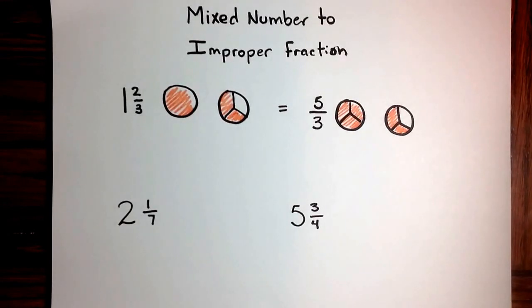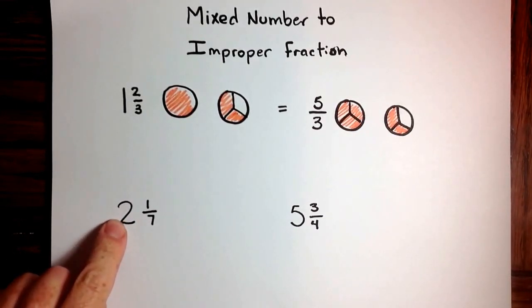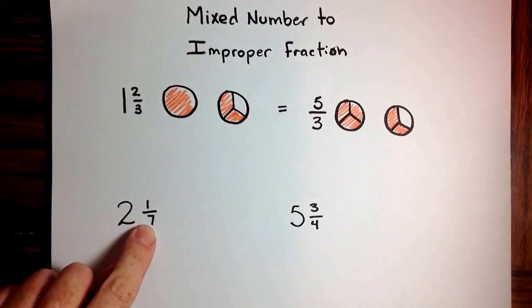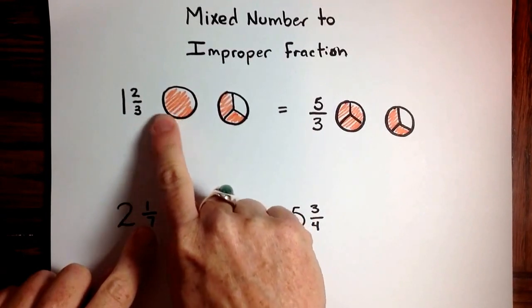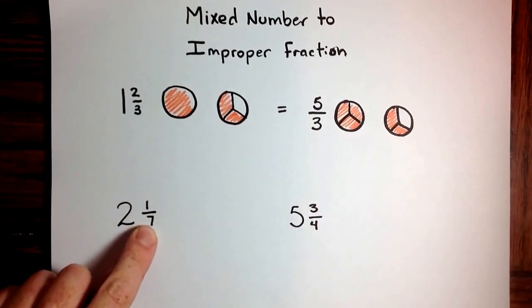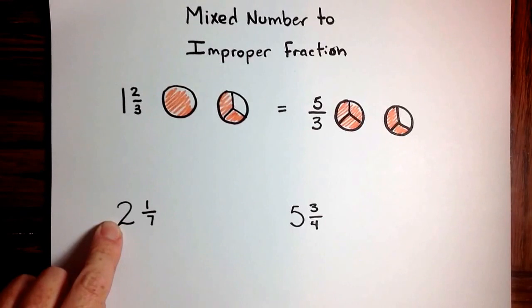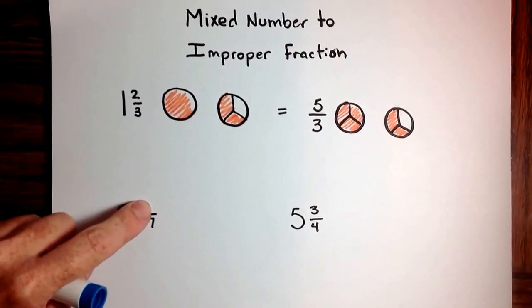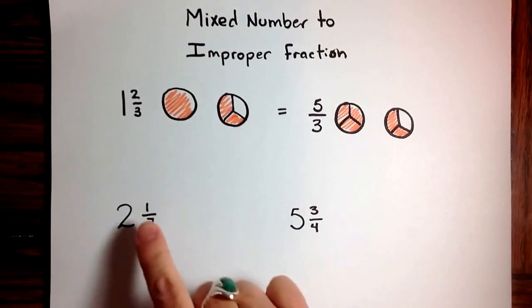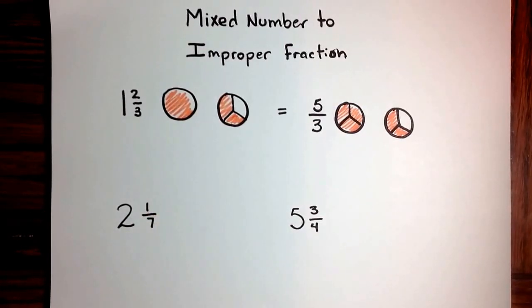So how do we do this mathematically if we don't want to draw a picture every time we want to change a fraction? Well, what we're saying is that we need to take each of these 2 wholes and cut them into 7 pieces, in the same way that we took this 1 whole and cut it into 3 pieces. So that's going to give us 14 pieces right there, because 2 times 7 is 14. And then we add the other piece, that extra piece that we had from the sevenths, to that, giving us a total of 15 sevenths.